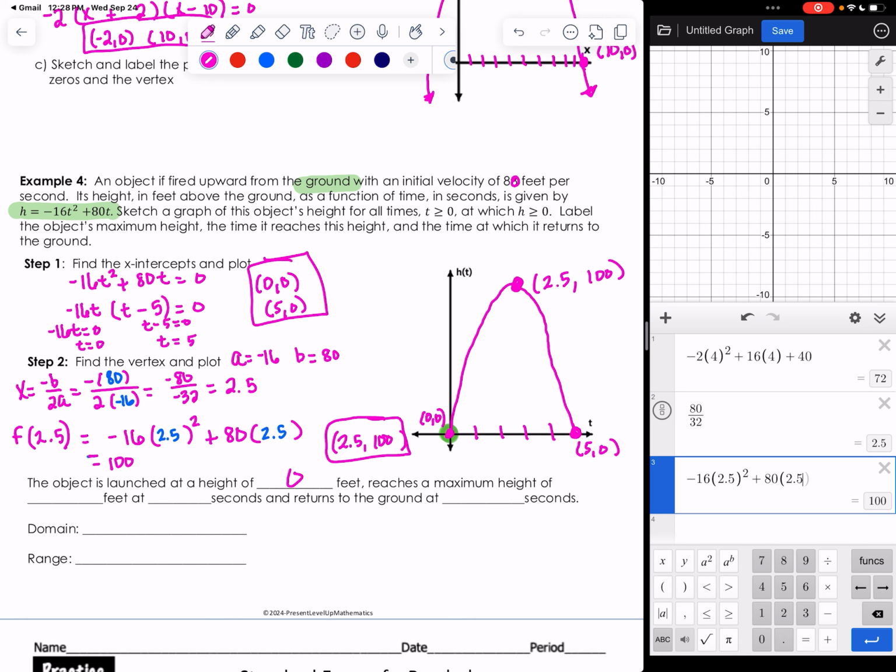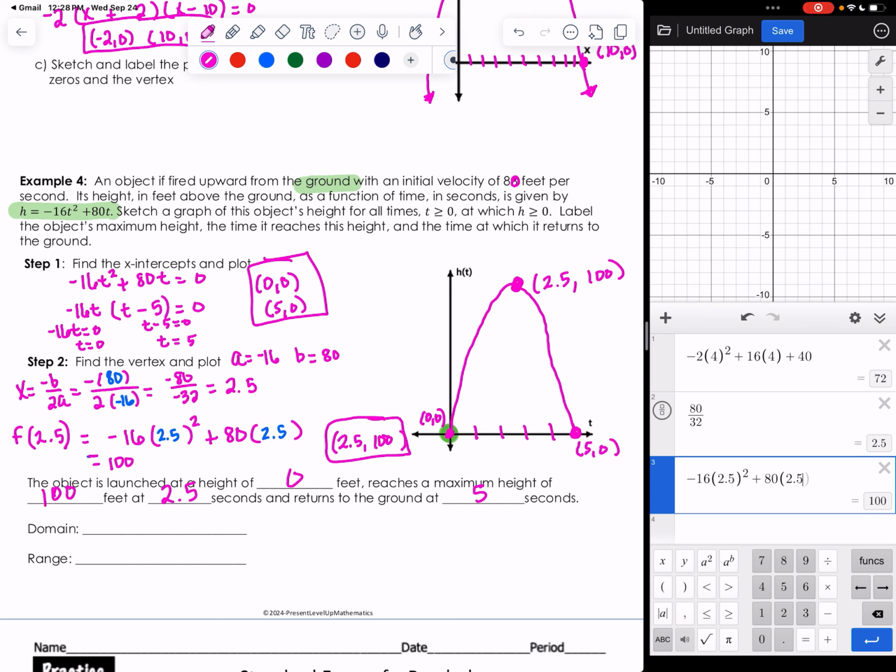The object reaches a maximum height of blank feet. So look at your graph and see what you think the maximum height is, all right? Did you say 100 feet? And that occurred at 2.5 seconds. And it returned to the ground after 5 seconds.